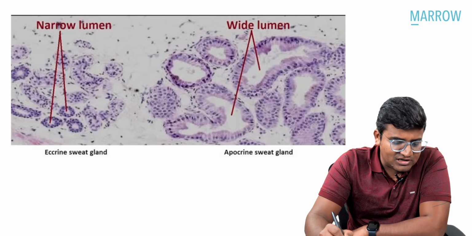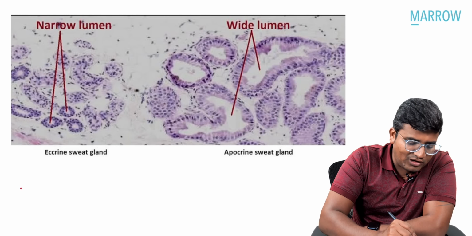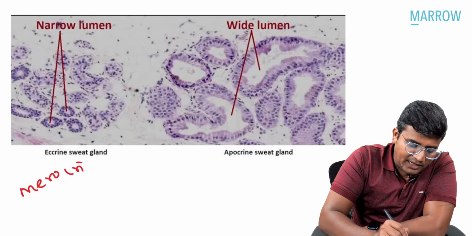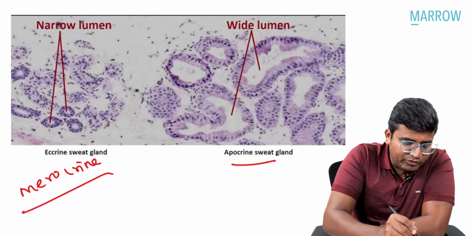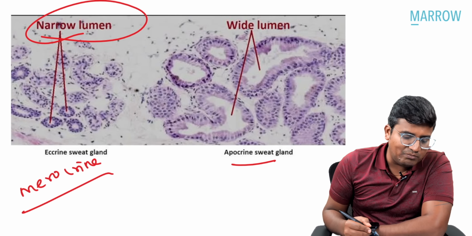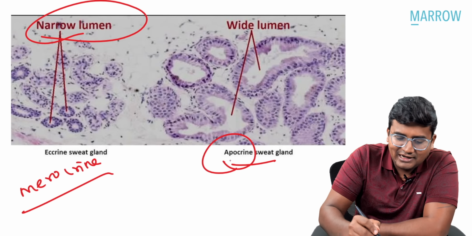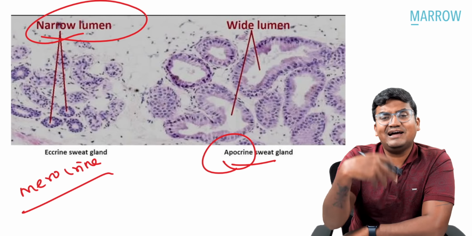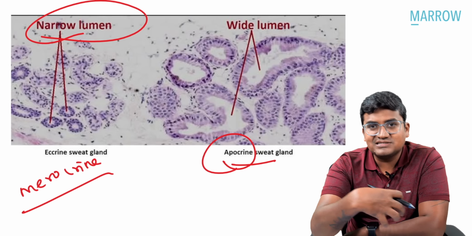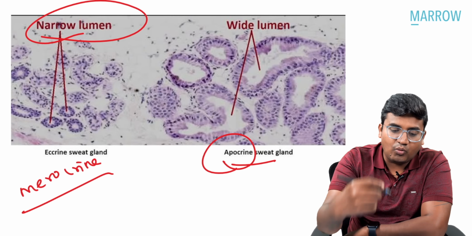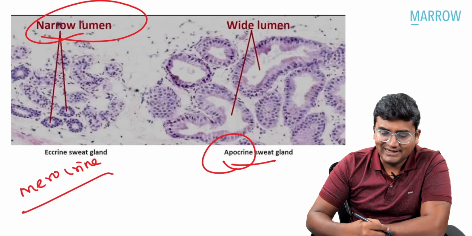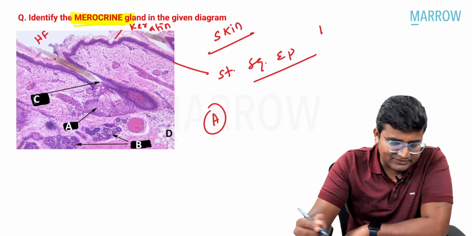Now if you see the histology of the merocrine gland and the apocrine gland, you see the narrow lumen for the merocrine gland or eccrine glands. Whereas in the apocrine gland, the lumen will be large. Why do they have a large lumen? Because the apex is detached. So they have a wide lumen. Okay, right.